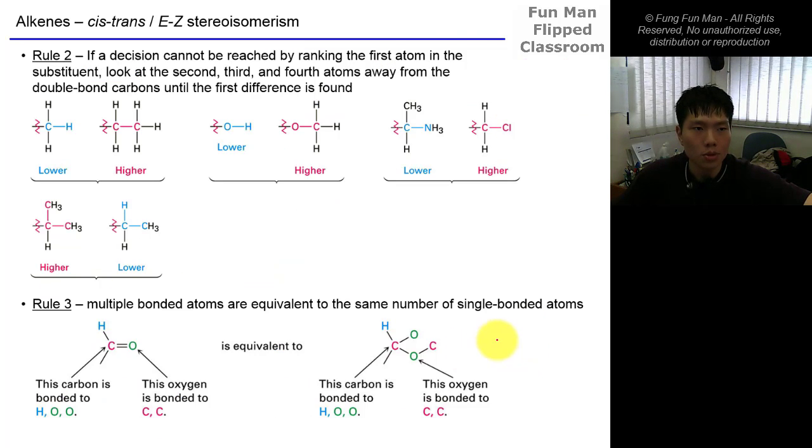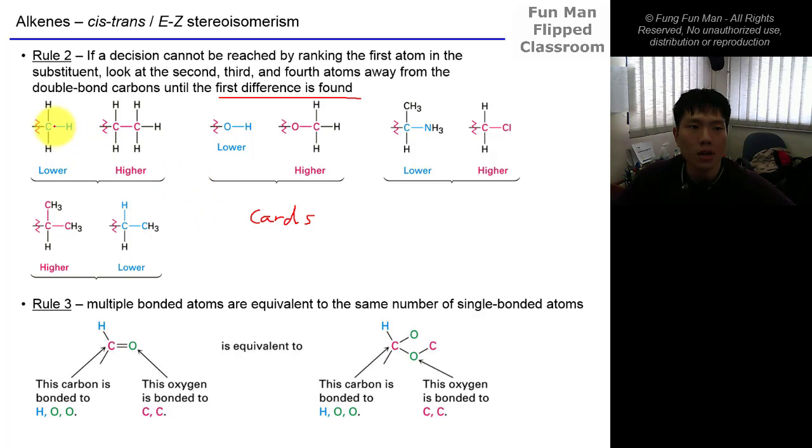Now for rule number 2, if a decision cannot be made by ranking the first atom in the substituent, look further on, the second, third, fourth atoms away from the double bond until the first difference is found. It is like if you play cards. Just don't gamble. If you play poker, you play your best hand first, right? So let's say you have a set of cards in your hand. You try to play your best card first.